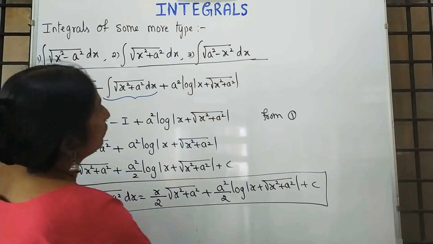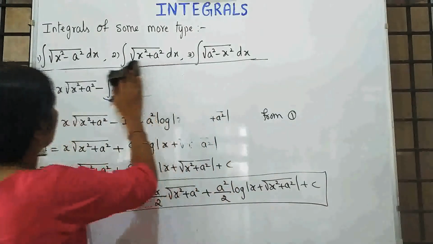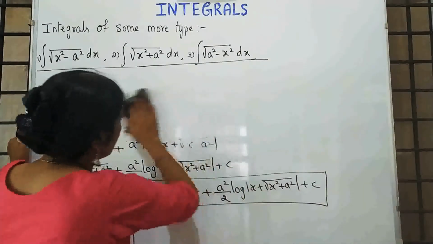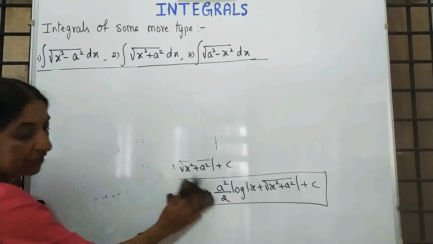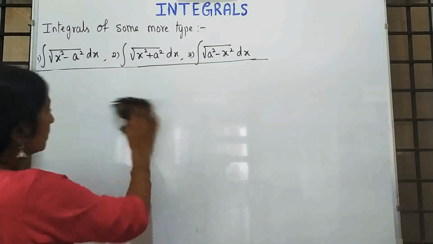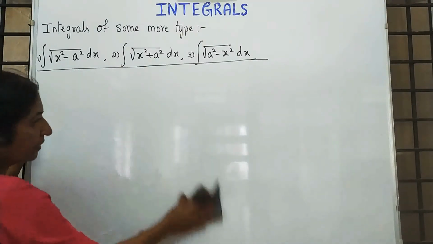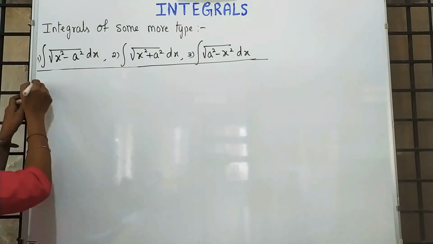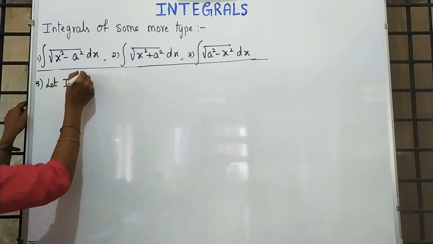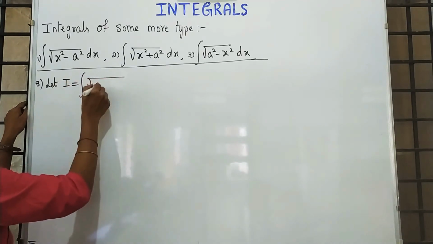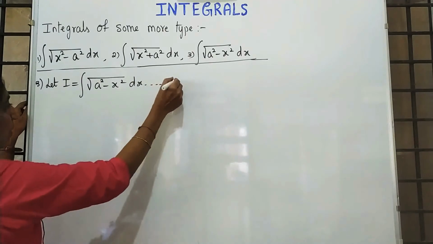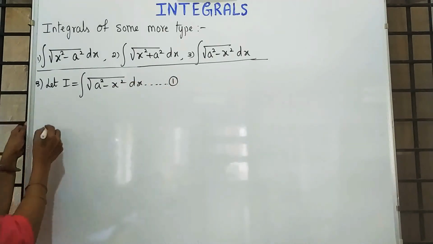Moving to the third formula, that is also important. All the three we start in the same step. That is, we have to write the given integration. That integration we are taking as the I. So start with the third one. Let I is equal to root of a square minus x square into dx. Let us take this as equation 1.